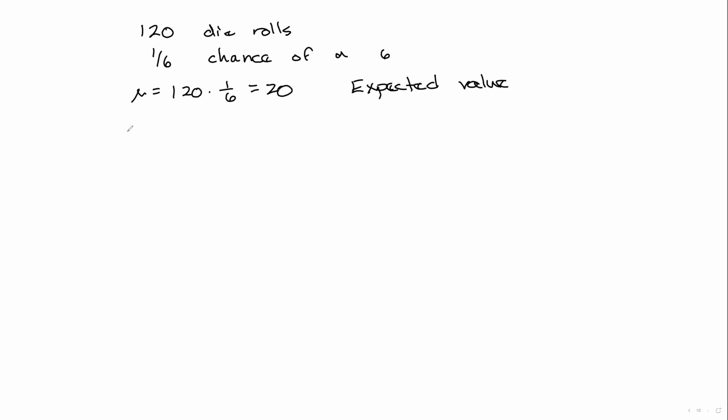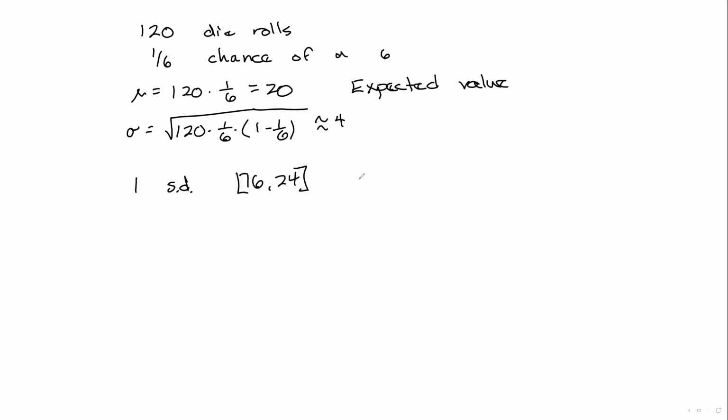And then you can calculate the standard deviation. That's the square root of 120 times 1/6 times 1 minus 1/6. And assuming I did this right, I got about 4. It's not exactly 4, but about 4. And so what that tells you is if you roll a die 120 times, you're going to subtract and add 1 standard deviation, and you're going to get from 16 to 24.